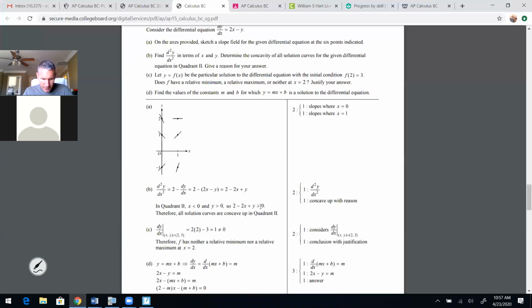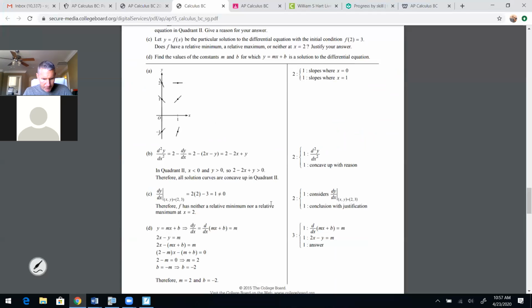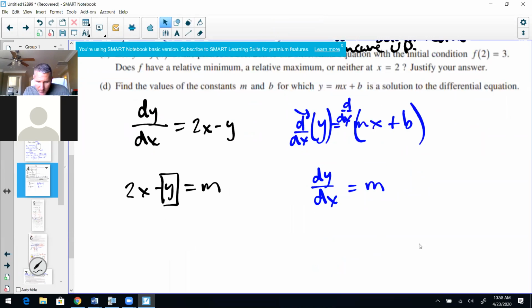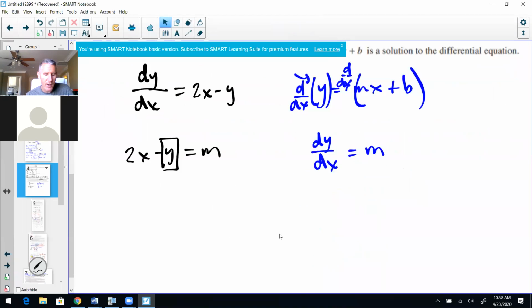Let's check this out. Yeah, so setting that equal to the slope. They turn y at that point, right? If we were given, wait a second, y was mx plus b. Right now m is just some constant that we're solving for, but we have two variables, x and y, but y is mx plus b. So this is 2x minus mx plus b equals m.